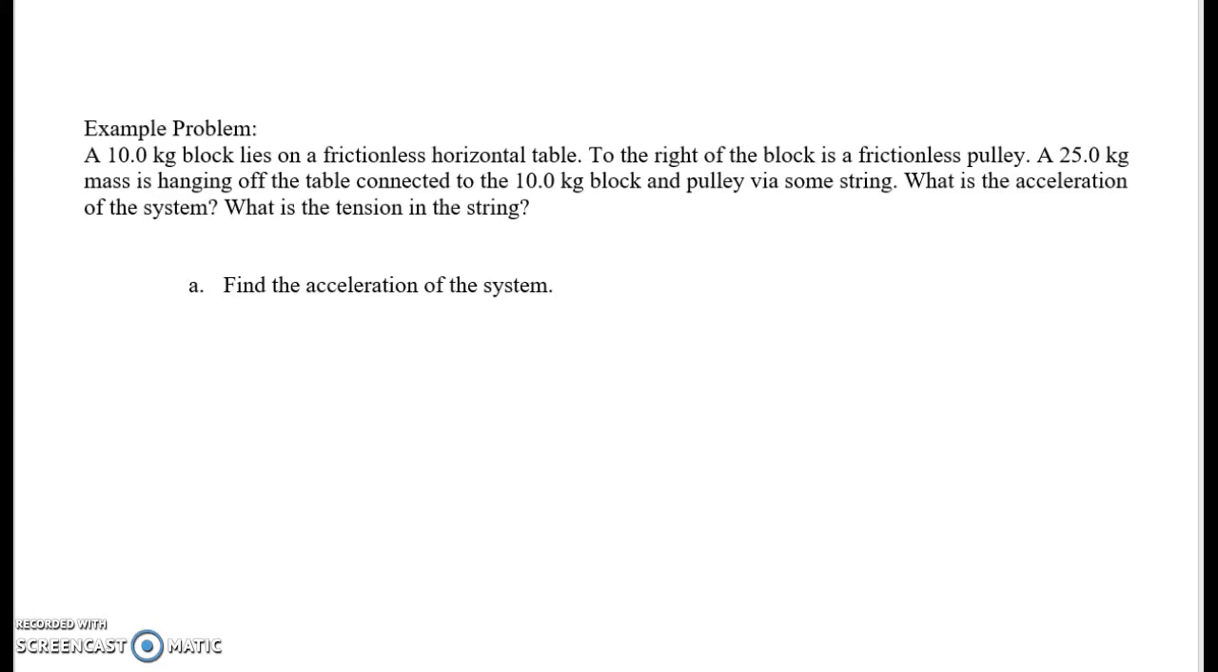So in this example, I'm going to show you how to solve a horizontal Atwood's problem. The first thing you want to do is read the problem. A 10-kilogram block lies on a frictionless horizontal table. To the right of the block is a frictionless pulley, and a 25-kilogram mass is hanging off the table connected to the 10-kilogram block and pulley via some string. What is the acceleration of the system, and what is the tension in the string?